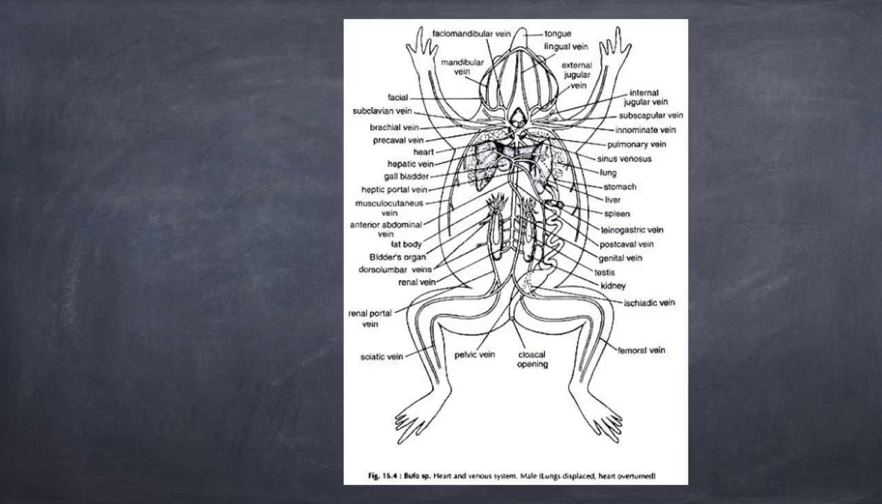Under the heart is the left atrium. It receives oxygenated blood from the lungs, and it is carried by the pulmonary veins. Second is the right atrium. It receives the deoxygenated blood from the different organs. It is carried by the vena cavae, or precava and postcava.